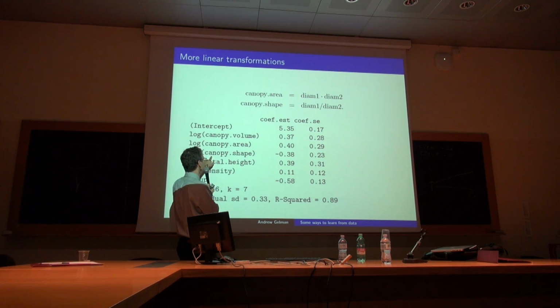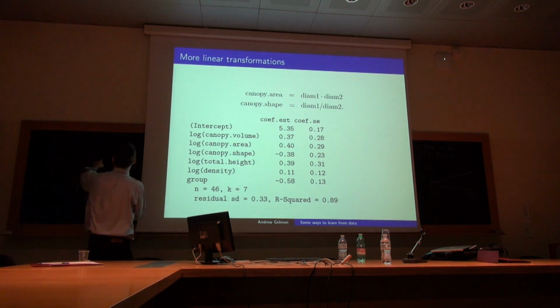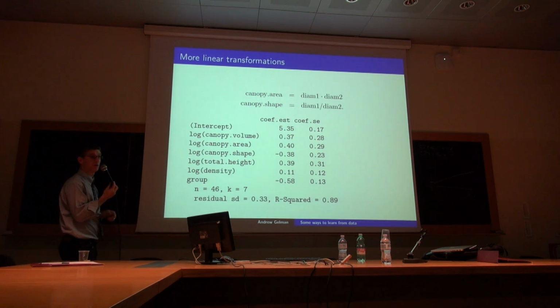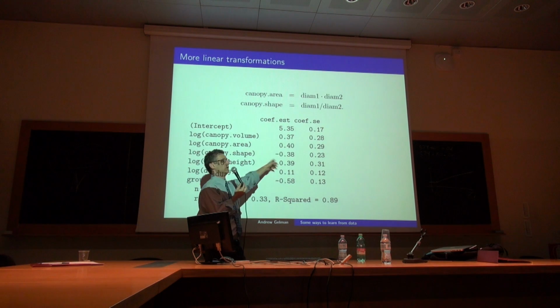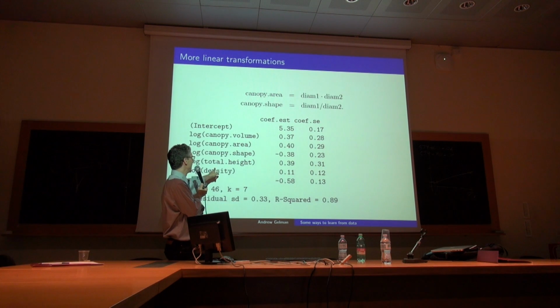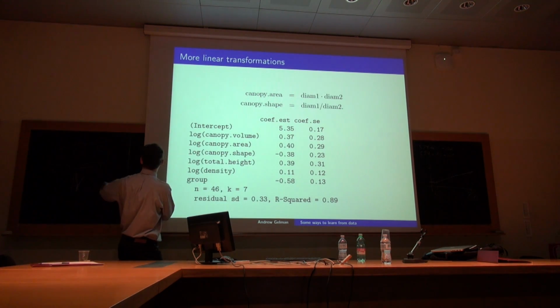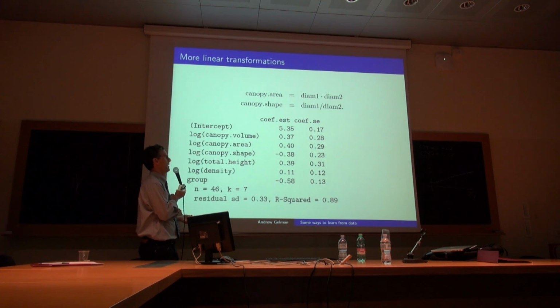Then I have a variable called the canopy shape, and the canopy shape was the ratio of the two dimensions, the long dimension to the short dimension. So the idea is that the less spherical it is, the fewer leaves you have, which makes sense too. Then I put total height back in the model, and the idea is that a taller tree should maybe get more light than a shorter tree. And then these other variables, which I don't fully understand, were in there from before.